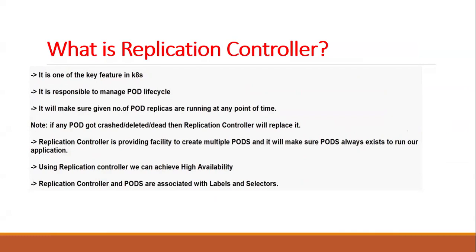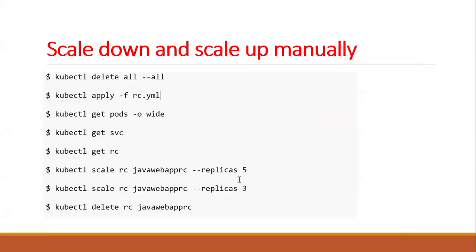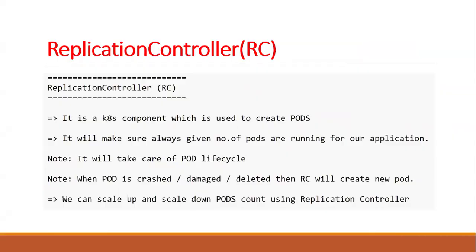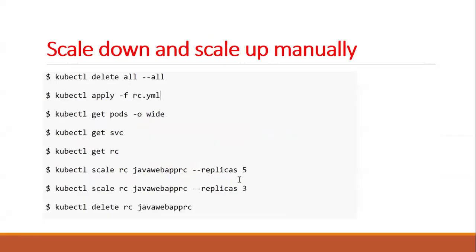Replication controllers and pods are associated with labels and selectors. The replication controller is a Kubernetes component which is used to create the pods. It will make sure the number of pods for the application is always running. It will take care of the pod lifecycle. When a pod is crashed, damaged or deleted, then the RC will create a new pod. So we can scale up and scale down the pod count using the replication controller.